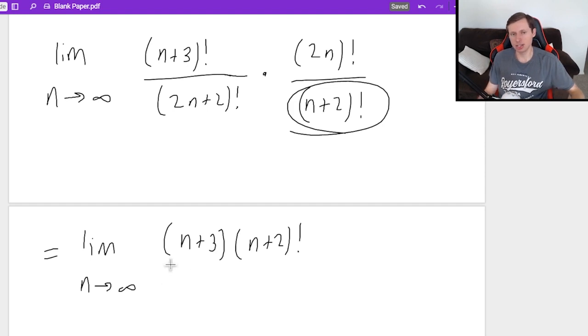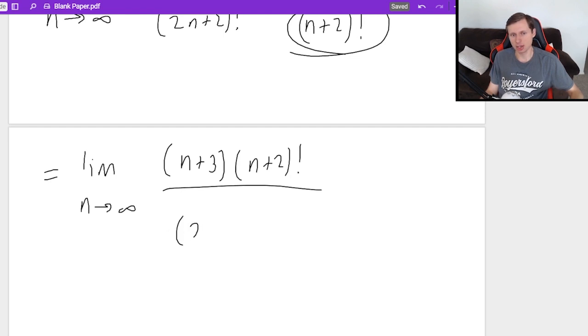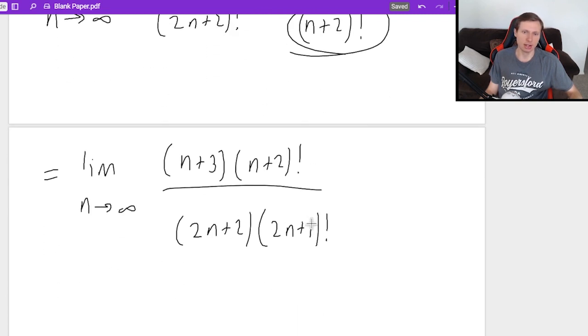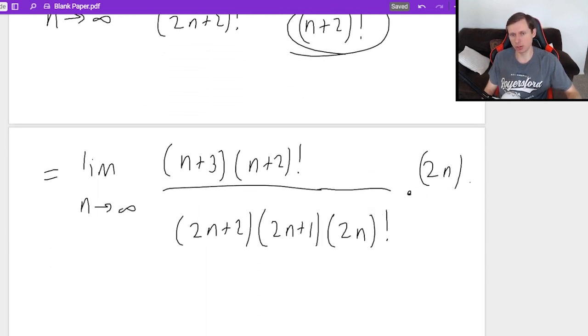The denominator is harder. So basically, if I have 2n plus 2 factorial, that's the same thing as 2n plus 2 times 2n plus 1 factorial, but I don't want that because it's not going to cancel with the 2n factorial there. So I'm going to erase that factorial I just drew, and I'm going to keep going. The next term would be times 2n plus 0, which is just 2n factorial. Now I'm happy, because now it's going to cancel with the 2n factorial that I mentioned earlier. And then again times 2n factorial divided by n plus 2 factorial.